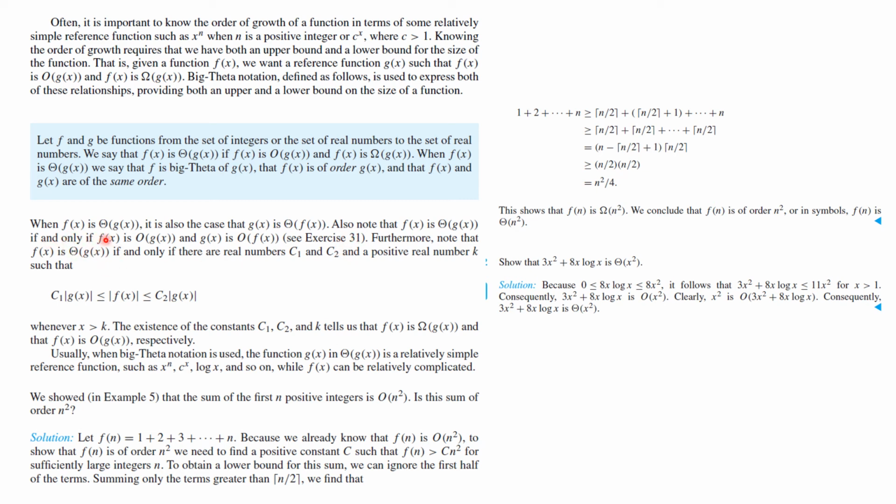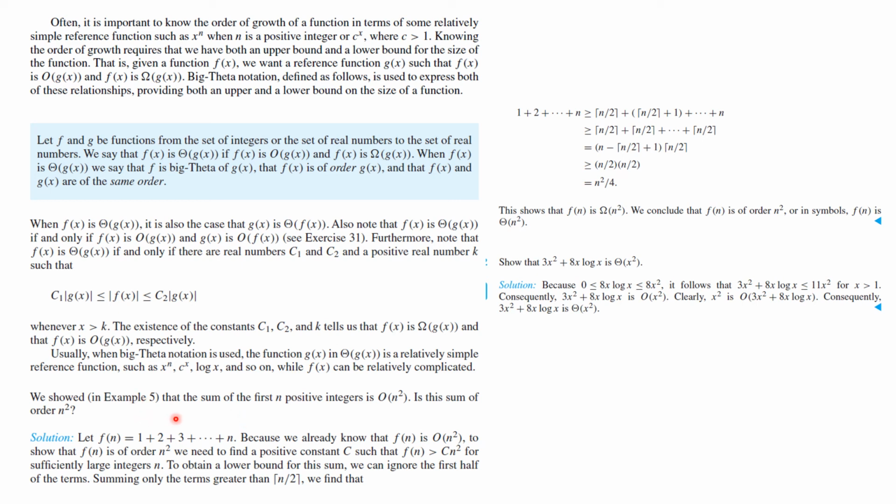So when f is big theta of g of x, it is also the case that g is big theta of f of x. That follows from the definition. And also note that this means f is big theta of g of x if and only if you've got real numbers c1 and c2 such that f is sandwiched in between the two whenever x is bigger than k.